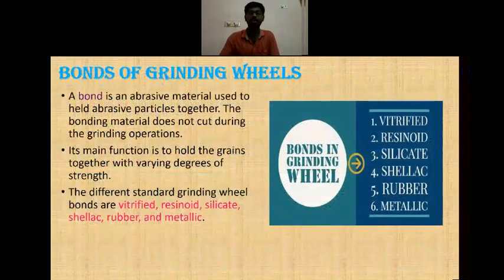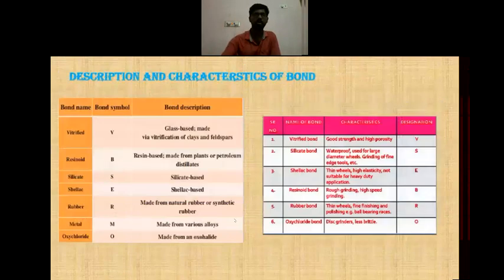And then bond is a material used to hold abrasive particles together. Generally, bonds have six different standards, and they are vitrified, resinoid, silicate, shellac, rubber, and metallic. If you look at these tables, you can clearly see the various bond descriptions and their characteristics.